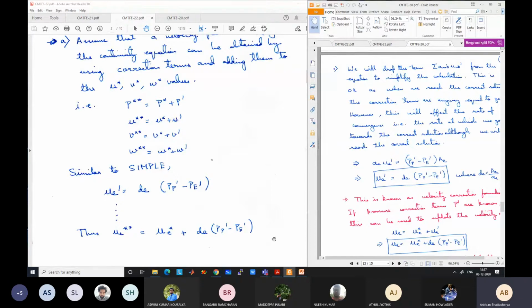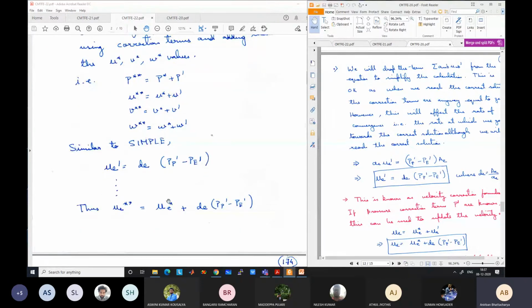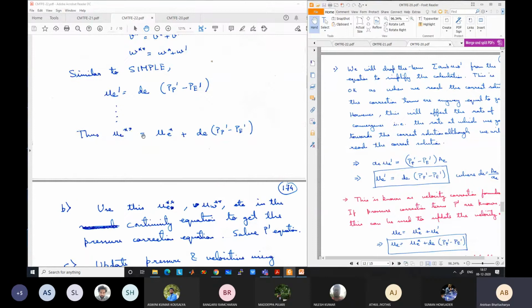Again, remember at this point, what are the known values? UE star is the known value, UE double star is unknown, PP dash is unknown, PE dash is unknown. These are unknown, this is known, this is unknown. So we have to remember the logical sequence. Otherwise, if we just jumble up, then you will see that some values are not known and we cannot solve further. So at this point, star values are known, double star values are unknown, correction values are unknown, pressure correction values are unknown. If pressure correction values are unknown, velocity corrections are also unknown.